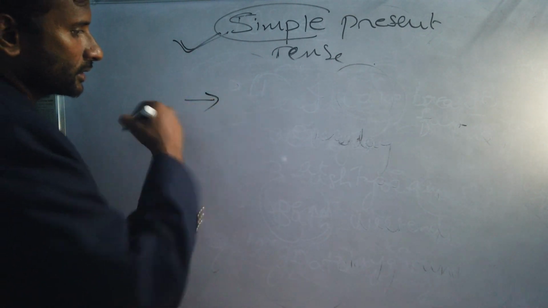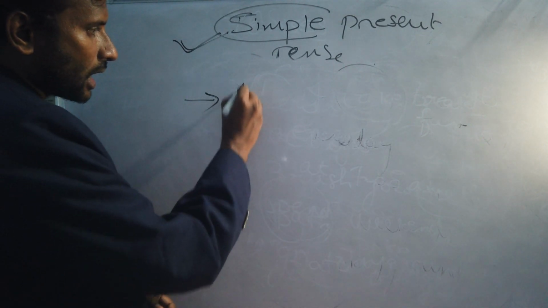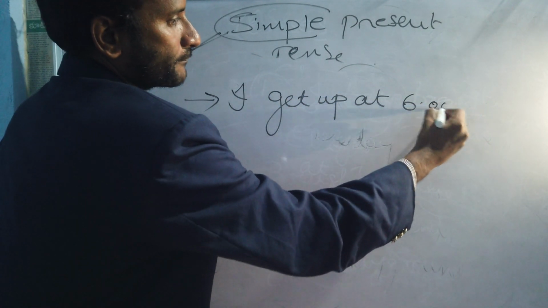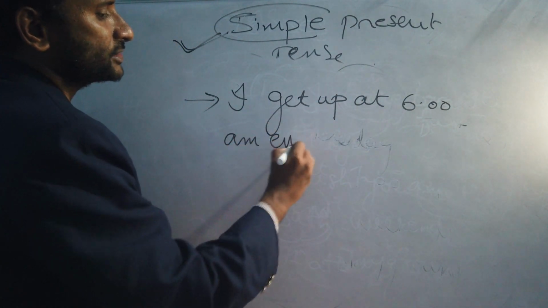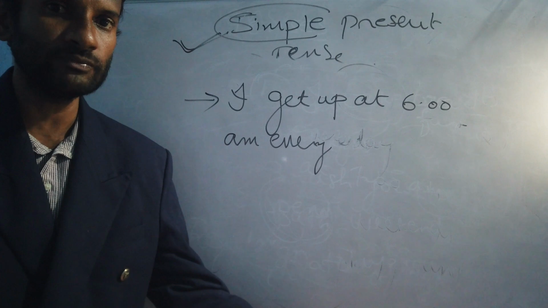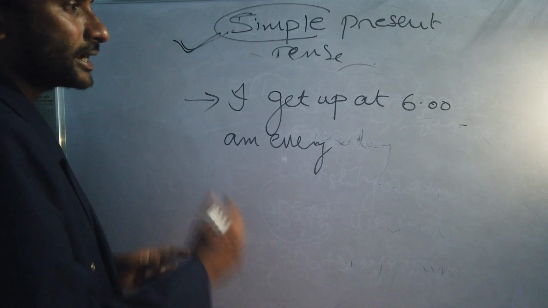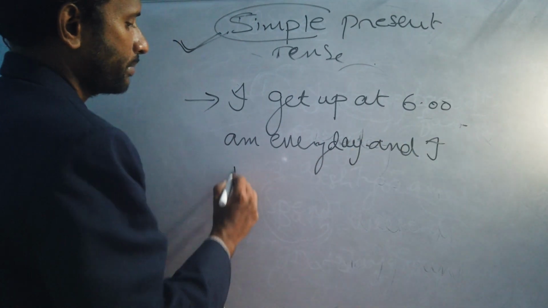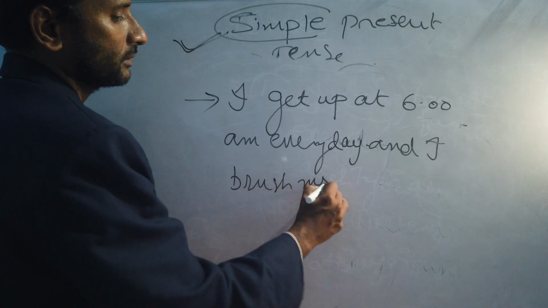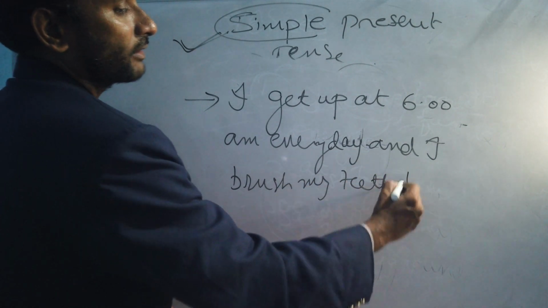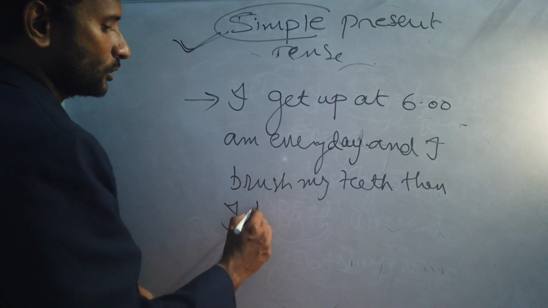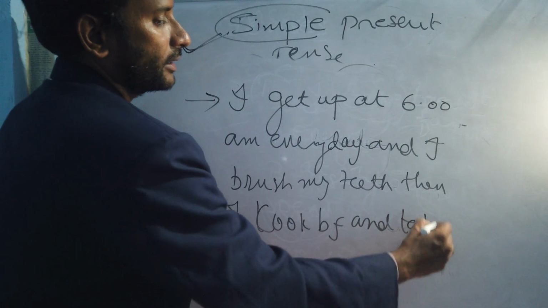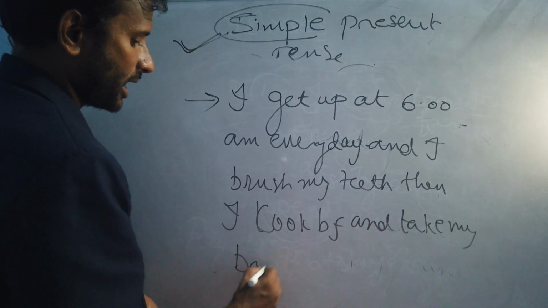Like for example, I get up at 6 a.m. every day. This is my day's routine. Okay, every day I do this same thing. That's why I'm using simple present tense. I get up at 6 o'clock every day and I brush my teeth. Okay, and I brush my teeth. Then I cook breakfast. And take my breakfast by 8 o'clock.